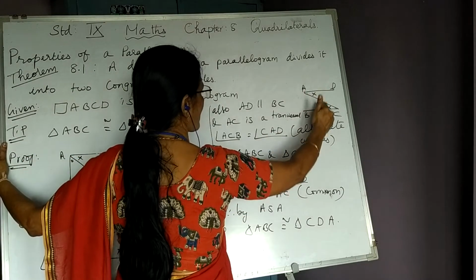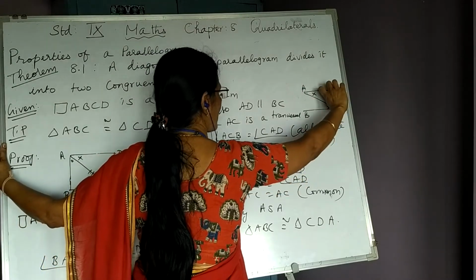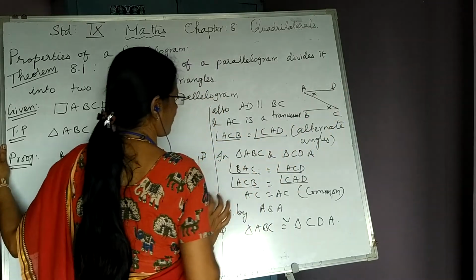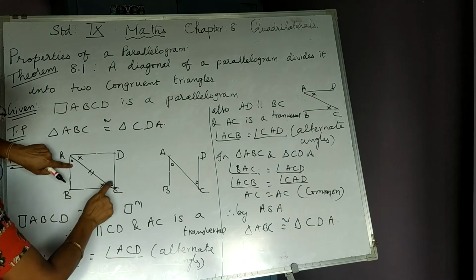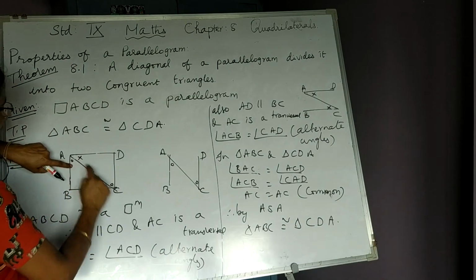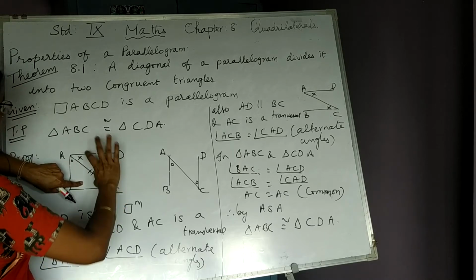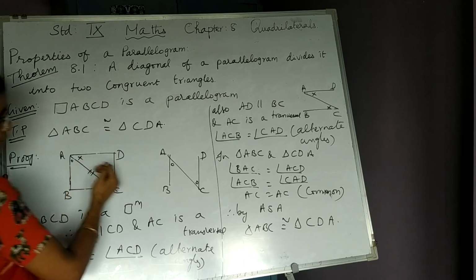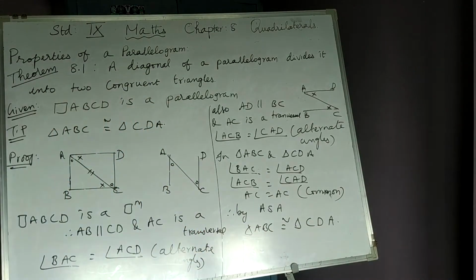Similarly, AD and BC are parallel, opposite sides of a parallelogram. AC is a transversal. Again, these two form a pair of alternate angles which are equal. So if you consider these two triangles, this angle is equal to this angle, that is, BAC is equal to ACD. This angle BCA is equal to DAC, and AC is a side common in both the triangles. Therefore, by the ASA criterion, triangle ABC is congruent to triangle CDA.